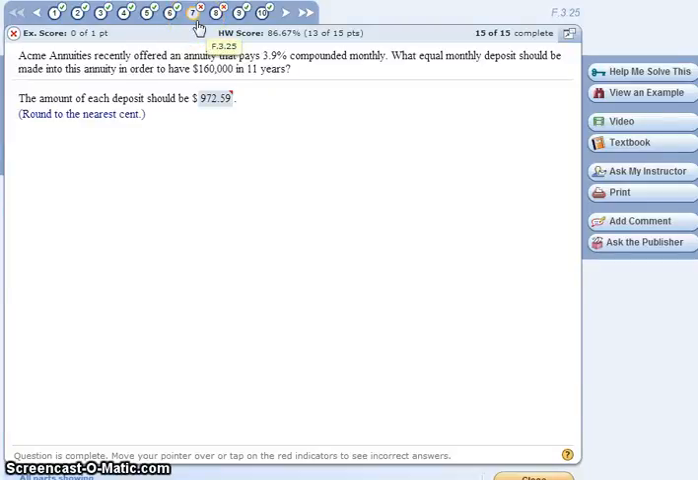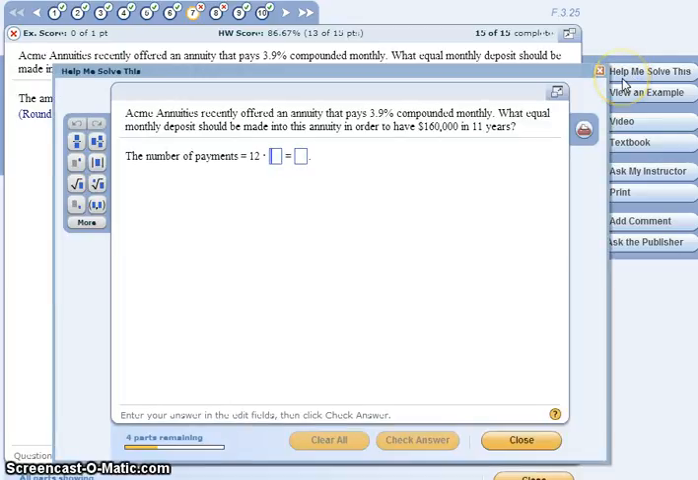For number 7, looking at an annuity, we're going to be making monthly deposits, and we're trying to figure out what the amount should be of each deposit in order to have this amount of money in 11 years. I'm going to go ahead and walk through the help me solve this and talk about each step.